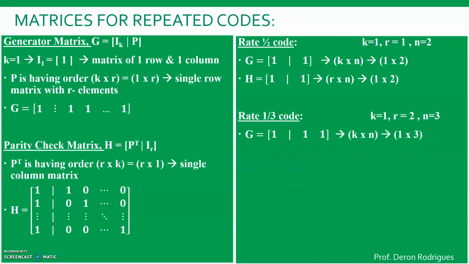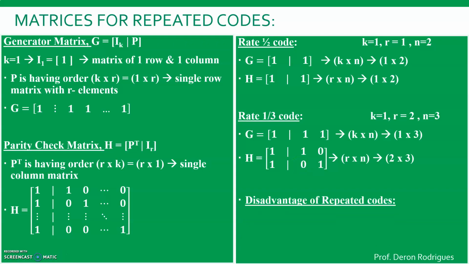For the 1 by 3 code, k is equal to 1, r is equal to 2. So this is Ik, and this is a row matrix having 2 elements. And this is a column matrix having 2 elements. And this is Ir, that is the identity matrix of order 2. Similarly, we can find the generator and parity check matrices for the rate 1 by 4 code, rate 1 by 5 code, etc.